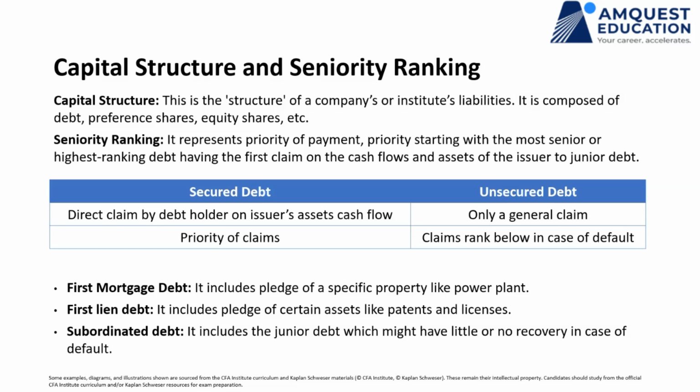And obviously you have a priority of claim. You get your payments first. If it's an unsecured debt, you have only a general claim. You cannot have an asset-based claim. So you cannot say that, okay, this asset is something that I'm looking at. You will have a general claim, which means if there's anything left over after paying secured debt, unsecured debt will be given the money. And therefore it ranks below in case of default. It comes after secured debt in terms of default.